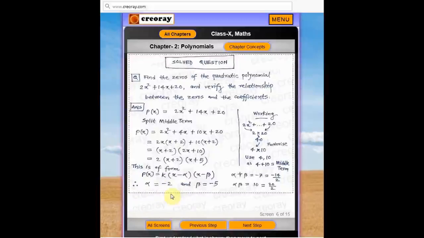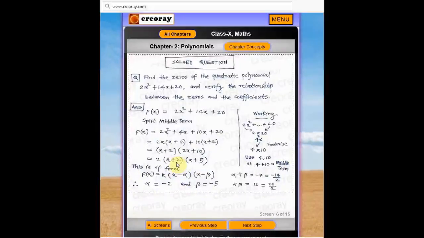So here alpha is minus 2. Because it is plus, you'll have to write it as x of minus and in brackets minus 2. X minus beta, so it's x plus 5, so it is actually x minus of minus 5. And beta happens to be minus 5. Be careful in this translation. That is x minus alpha.